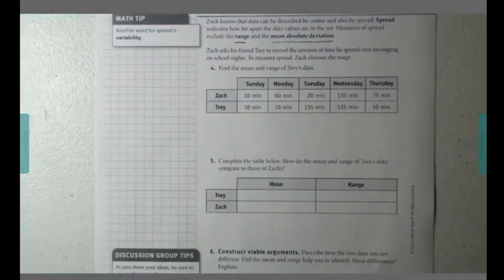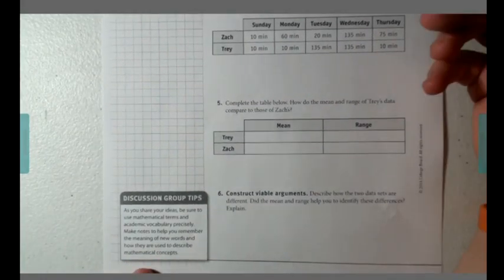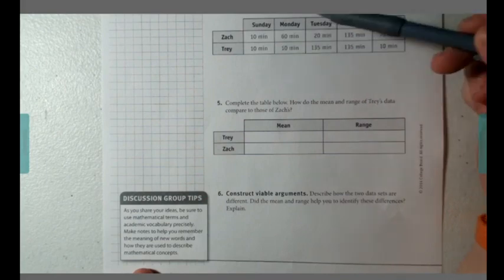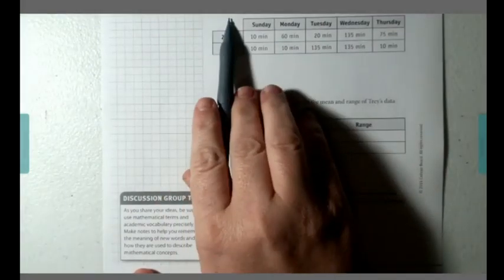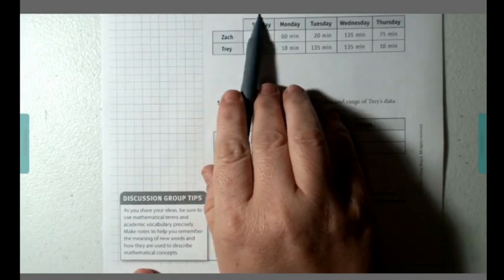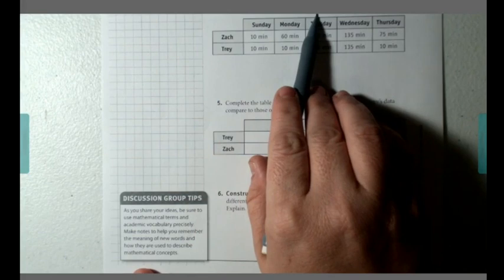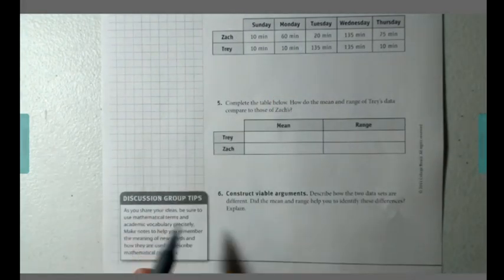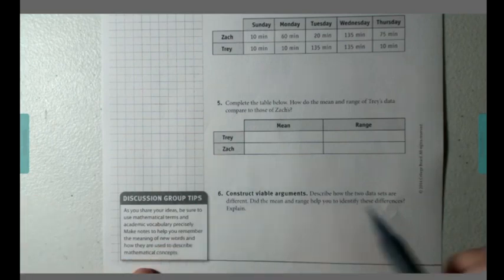So you've got questions 4 through 6 that we're going to talk about that involve this set of data with Trey's data now. The first thing says find the mean. We've already done that for Zach, and find the range of Trey's data. Well, I want to go back and also find the range of Zach's data because we haven't done that yet.